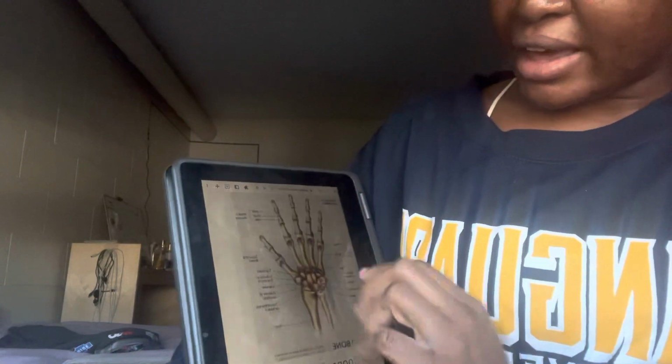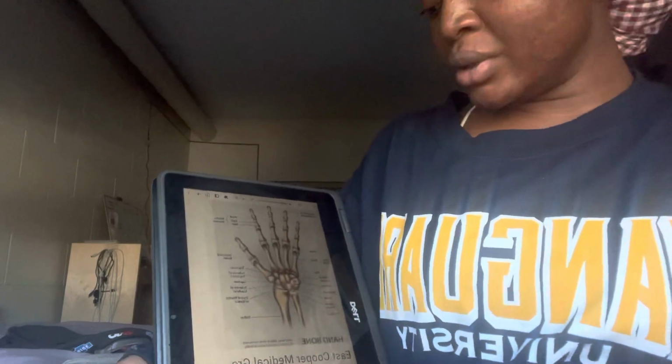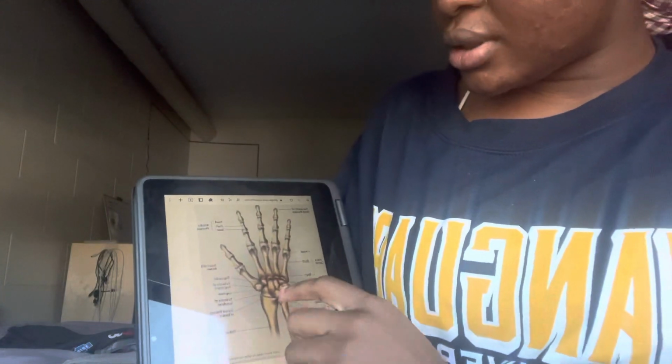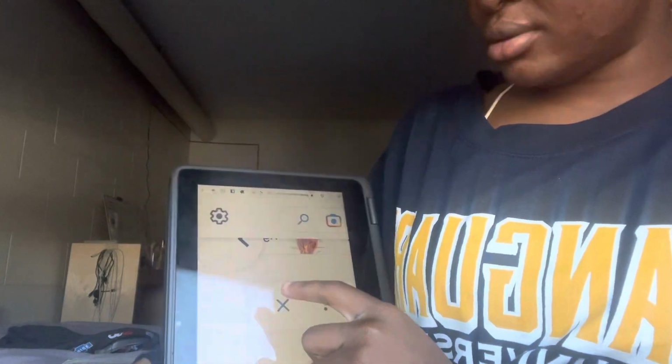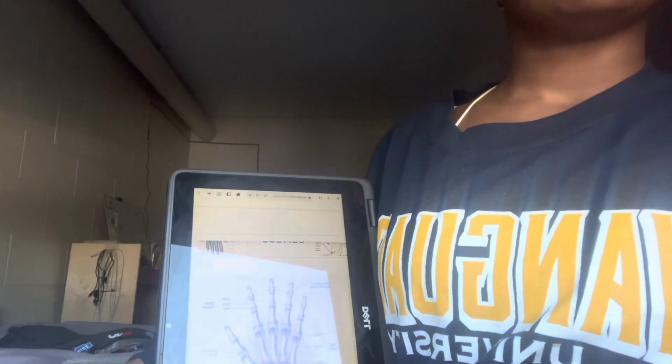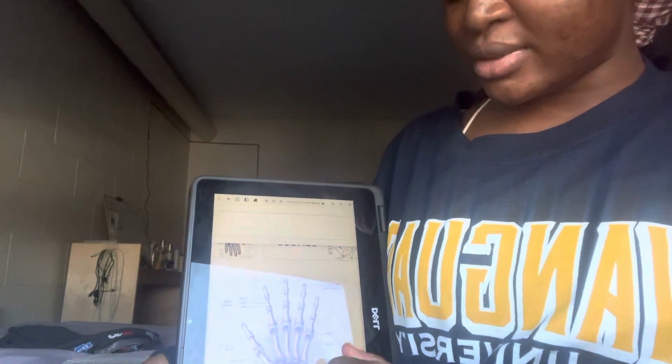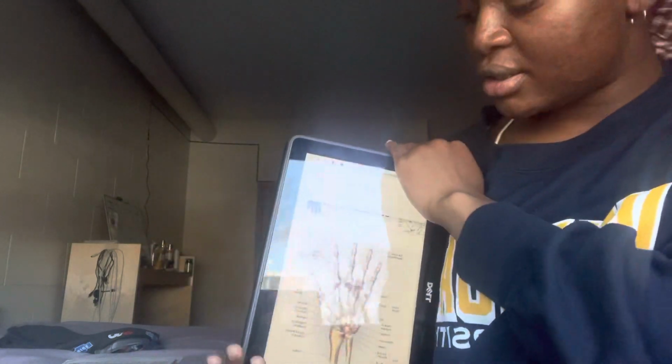This is the hand. It has 8 carpals. When you want to start counting the carpals, this is a right hand. This is an anterior view, never mind. It has 8 carpals. There's the scaphoid, the lunate, the triquetrum, and then there's the pisiform. I don't know if I'm saying that right, but there's the pisiform. There's the trapezium, the trapezoid, the capitate, and the hamate. Those are the 8 carpals that belong to the hand.